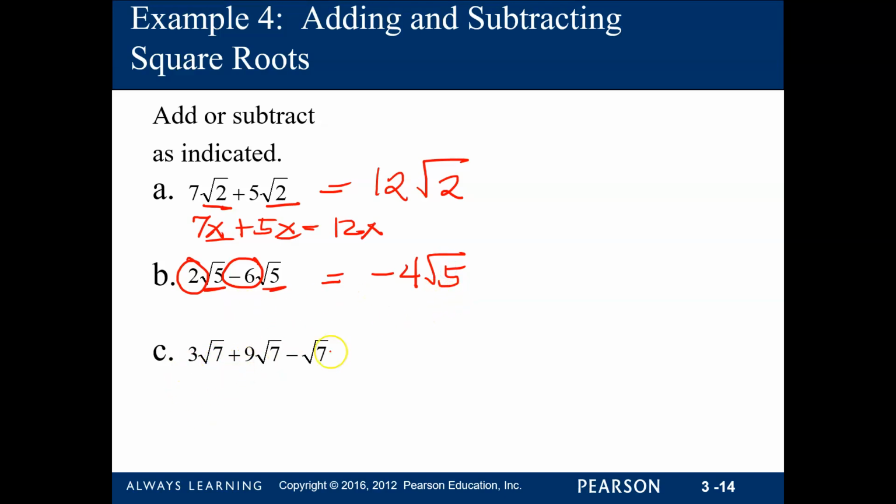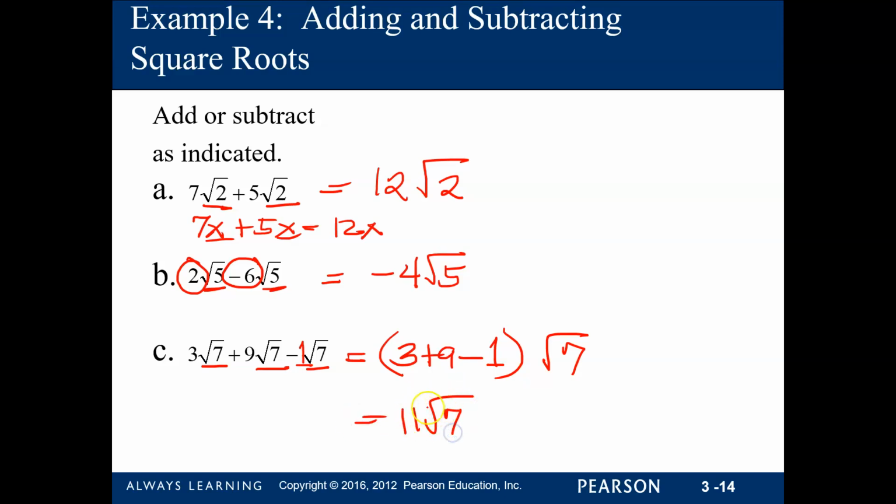In this case, we have 3 of them. We have square root of 7, square root of 7, square root of 7. So what will be our coefficient? So this is going to be 3 plus 9 minus, what is the coefficient here? If you do not see a coefficient, by default, that is a 1. So minus 1. That is the coefficient, square root of 7. So in this case, you will have 12 minus 1. So this is simply 11 times the square root of 7.